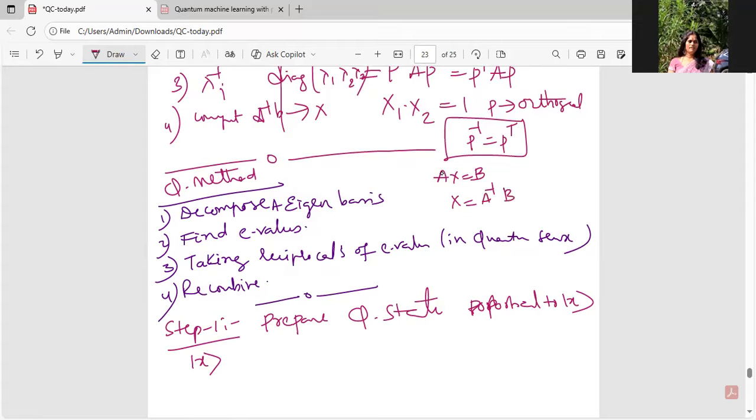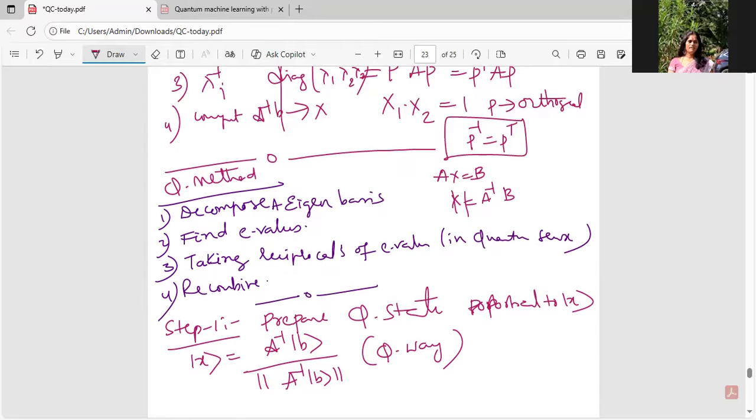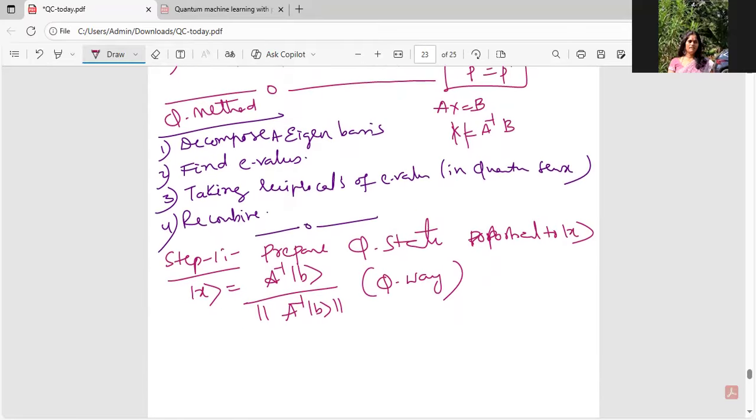Now here this X, whatever I'm talking about, how will it be? It is A inverse ket B by norm of A inverse ket B. Normalizing, orthogonalizing kind of things. This is the quantum way again, the quantum way of preparing the state. Of course, this is how I should get it.